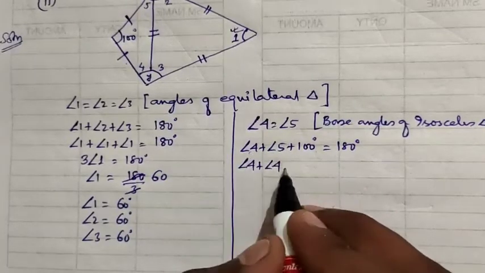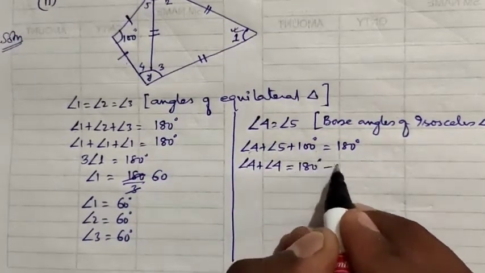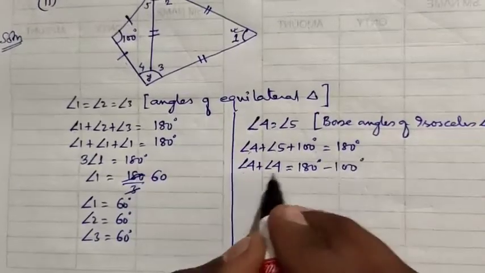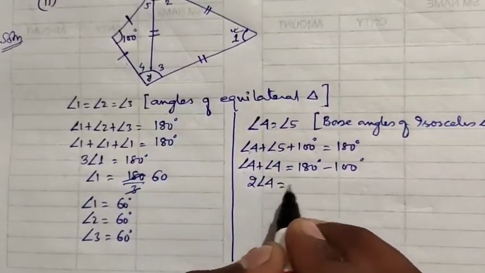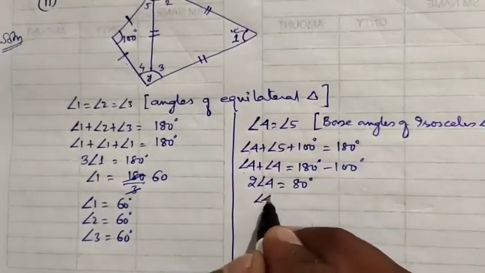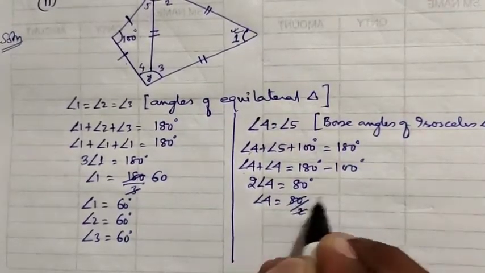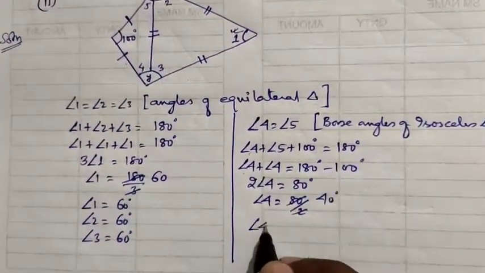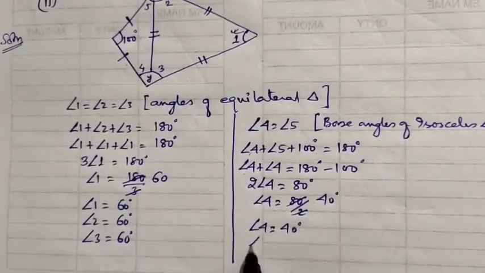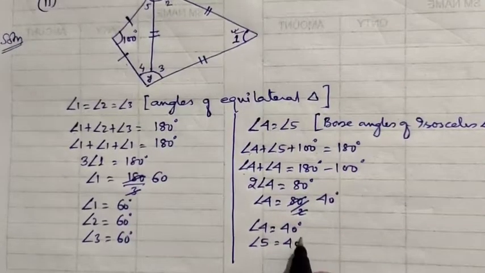Angle 4 plus angle 4 is equal to 180 degree minus 100 degree. 2 angle 4 is equal to 80 degree. Angle 4 is equal to 80 by 2. It means the value of angle 4 is equal to 40 degree. Angle 5 is also equal to 40 degree.